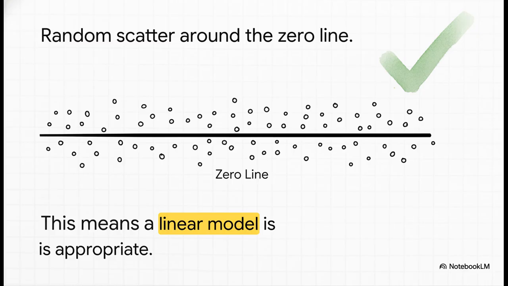So what does a good residual plot look like? Honestly, it looks like a whole lot of nothing. Just a random, boring blob of points scattered around that horizontal zero line. This is one of those weird times in statistics where no pattern is actually the best pattern you can hope for. It's our green light telling us, yep, a linear model is a good fit here.